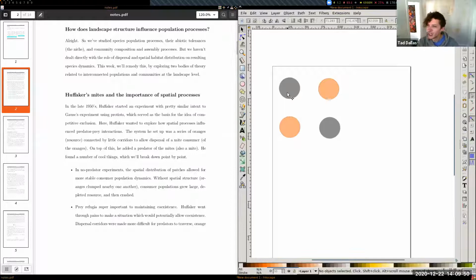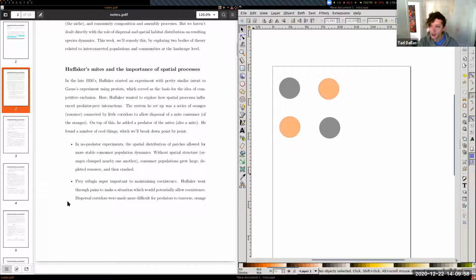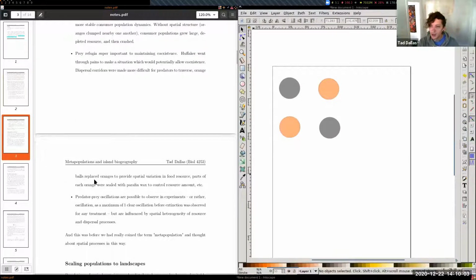He also connected some of them with, I think, string in order to help with dispersal. Yeah, dispersal corridors. Orange balls replaced oranges. Oh yeah, he sealed parts of an orange with wax.